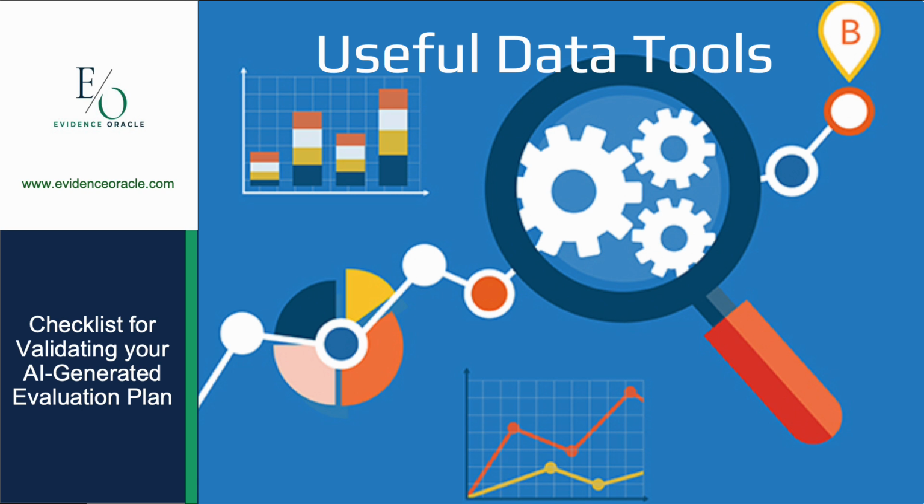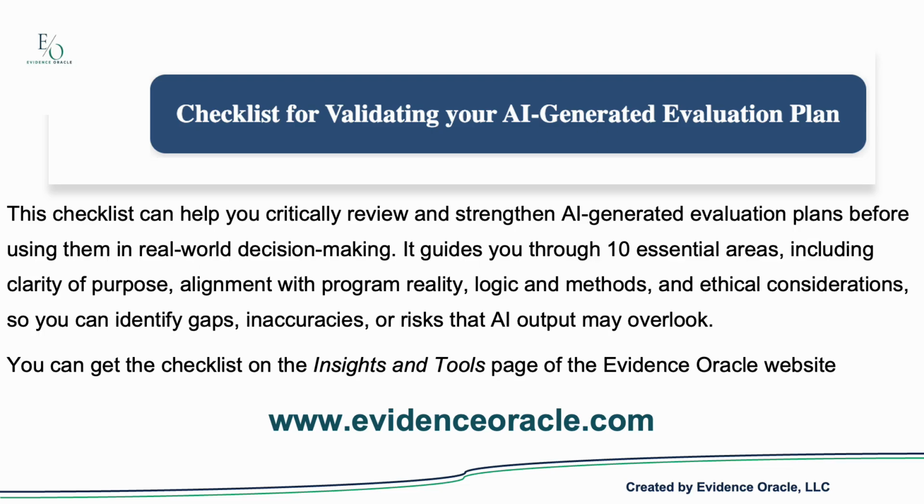Let's jump in. This checklist can help you critically review and strengthen AI-generated evaluation plans before you use them in real-world decision-making. It guides you through 10 essential areas, including clarity of purpose, alignment with program reality, logic and methods, and ethical considerations, so that you can identify gaps, inaccuracies, or risks that your AI output may overlook.